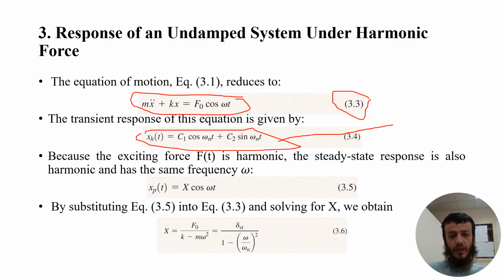Because the excitation force F(t) is harmonic, the steady state response should also be harmonic. Because of this, we have a generic form for the steady state response like this, where X is the amplitude. By substituting equation 3.5 into equation 3.3, we will get X as a value like this. The derivative is easy: take the first and second derivatives of xp, put them in equation 3.3, and you will get the value as equation 3.6.